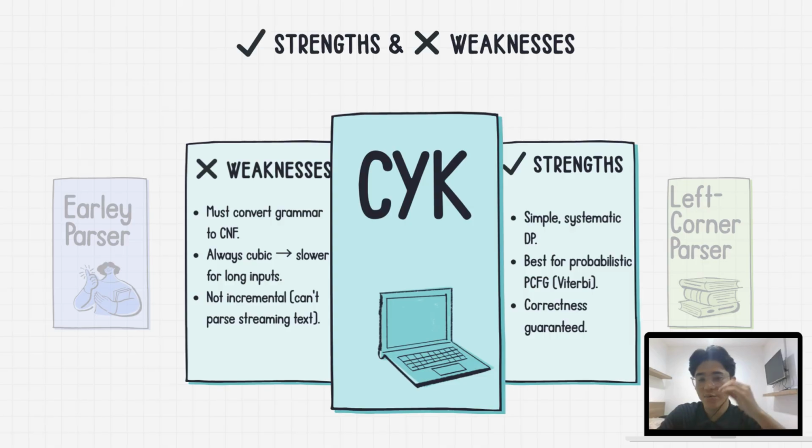Since CYK is tied to CNF, it becomes time-consuming because the grammar must be converted into CNF first, and only then does it get to processing. The time complexity for CYK is always cubic, so it becomes slow for long sentences. It is also not incremental. What does that mean? It means it cannot parse text that comes in step by step, like streaming input.